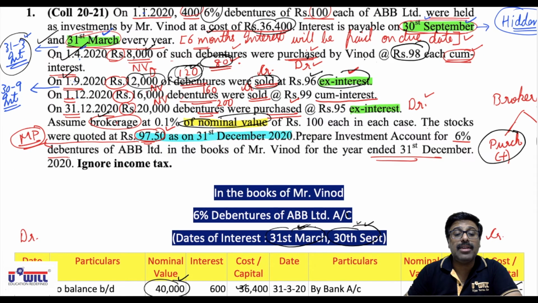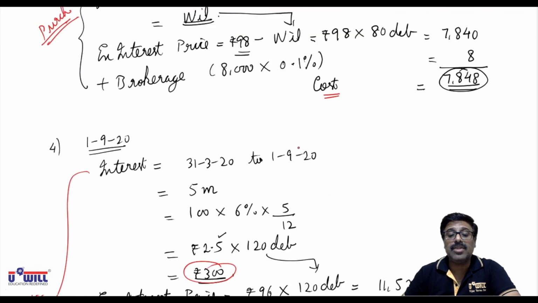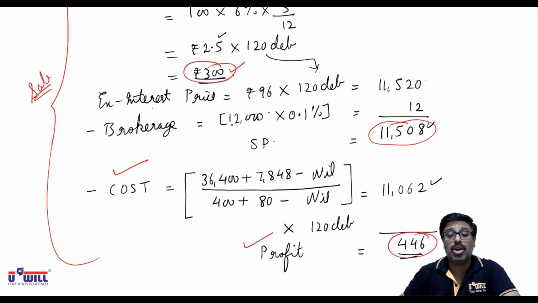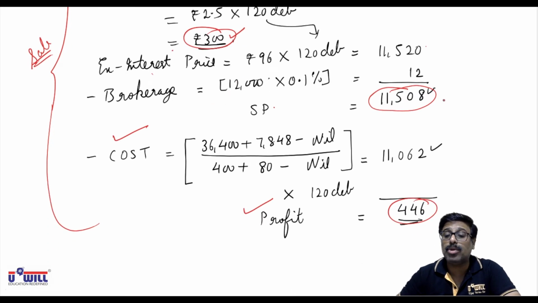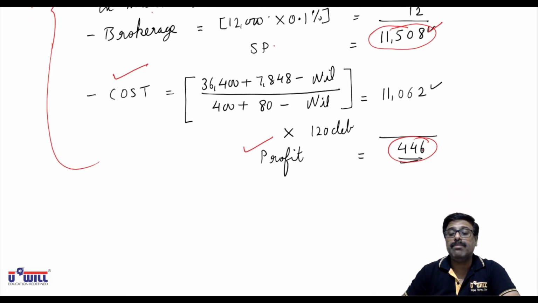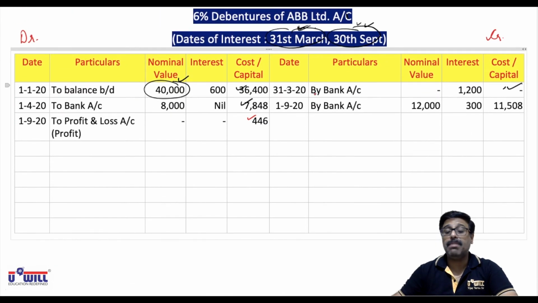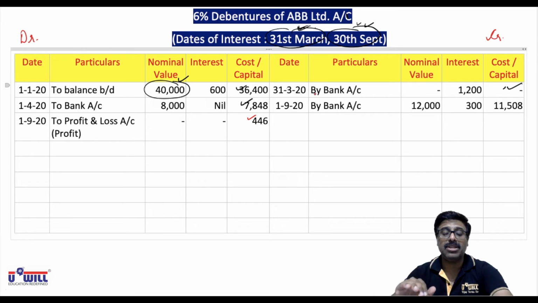What is the nominal value? 12,000. What is the interest we calculated as interest element? 300. In capital column you'll record the ex-interest price, but after deducting brokerage, 11,508, and profit will come separately on the debit side. Okay, PP, purchase profit, so profit debit side, had it been sold at loss it would come on credit side.